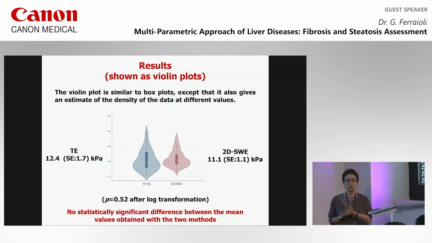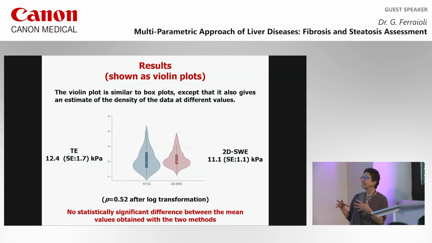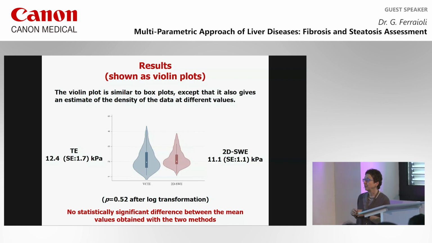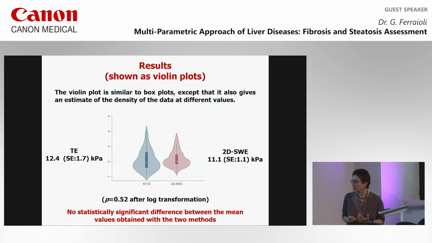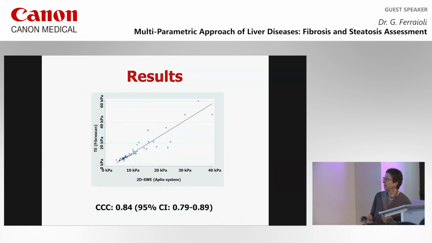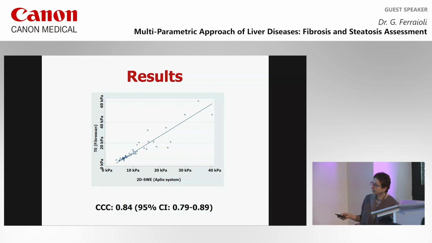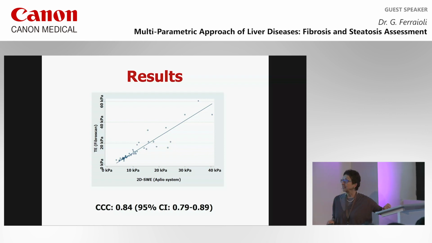They are shown using the violin plot, which is also an estimation of the density of the data at different values. And as you can see, there was no statistical difference between the values obtained with transient elastography and those obtained with two-dimensional shear-wave elastography. And the concordance was an excellent one, 0.85. And I want to underline the concordance at this stage up to 12 kilopascal, which is the cutoff value for liver cirrhosis.